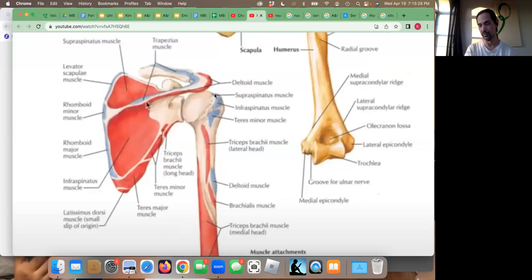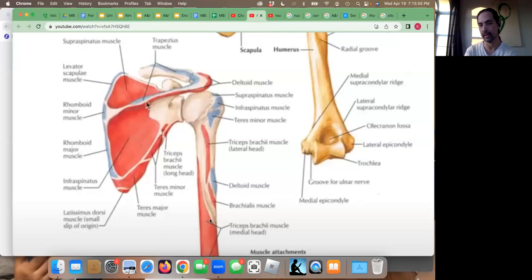I know the greater tubercle is a new vocabulary word for you guys, but you got to know greater and lesser tubercle. You don't have to know all the bony aspects of all the attachment sites, but I want you to know the greater and lesser tubercles, because I have seen those on practice questions. So you have the teres, and then in front of the teres, the infraspinatus, and then anterior to the infraspinatus, the supraspinatus muscle attachments on the greater tubercle.